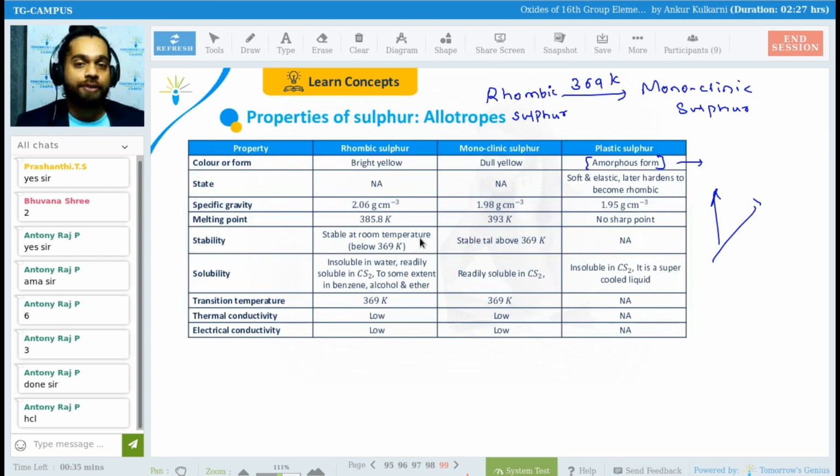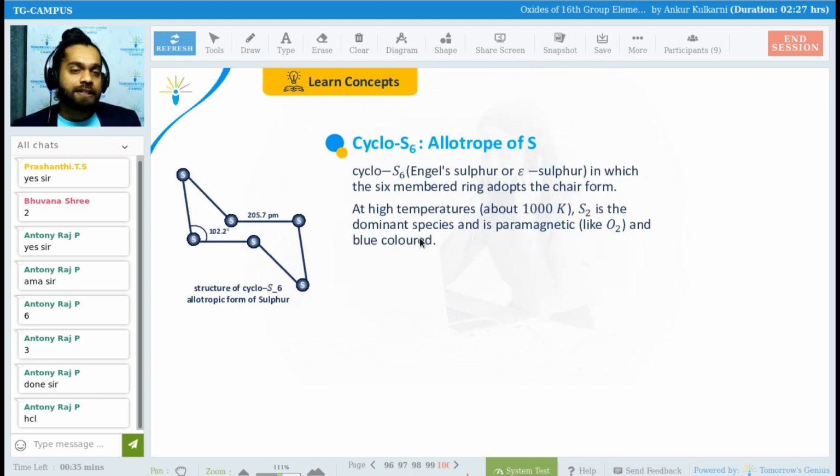Where were we? Stable at room temperature. Now this is obviously below 369. Rhombic sulfur is insoluble in water but easily soluble in CS2, readily soluble in CS2. Kindly read it once. Next, what we have is the allotrope of sulfur, that is S6.